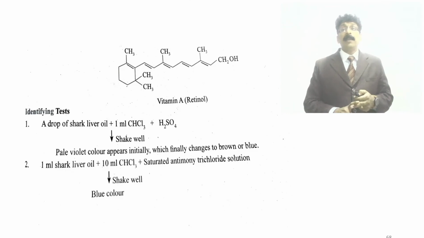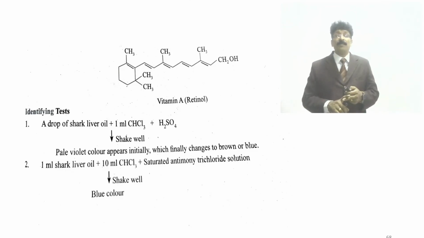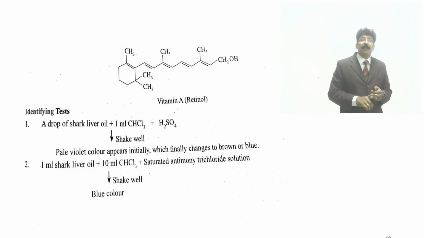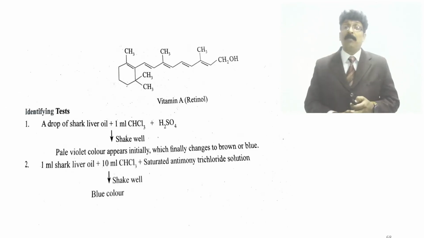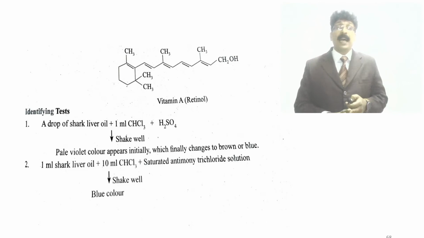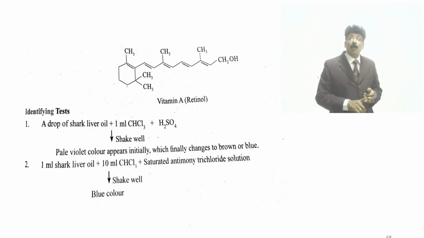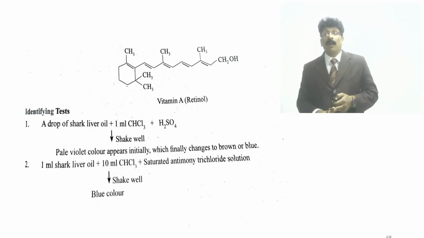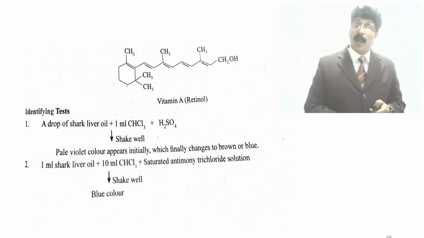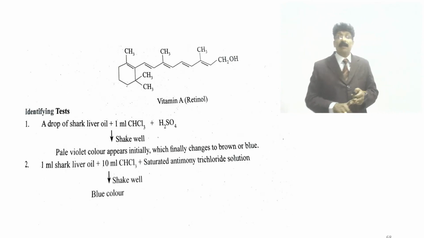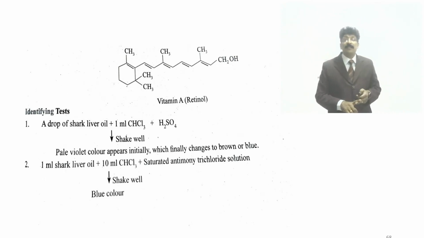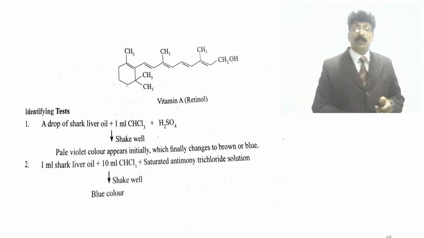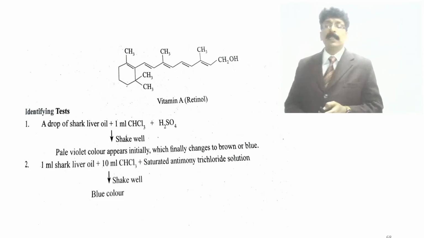The chemical test for vitamin A, retinol, which is present mainly in shark liver oil: a drop of shark liver oil plus 1 ml of chloroform plus sulfuric acid, shake well, a pale violet color appears initially, which finally changes into brown or blue. 1 ml of shark liver oil plus 10 ml of chloroform plus saturated antimony trichloride solution, shake well, and a blue color will be produced.